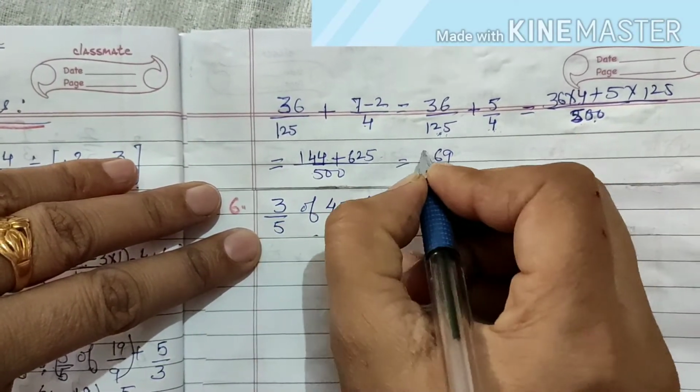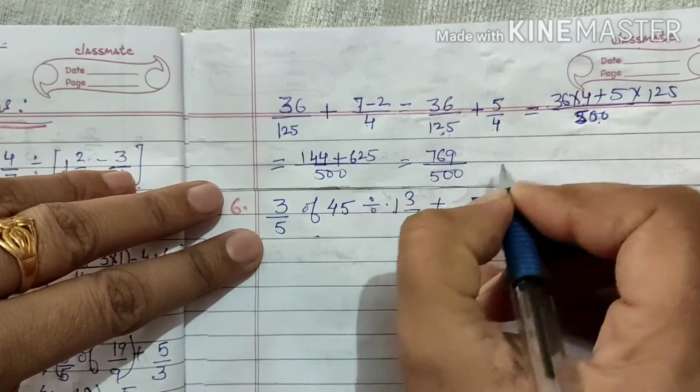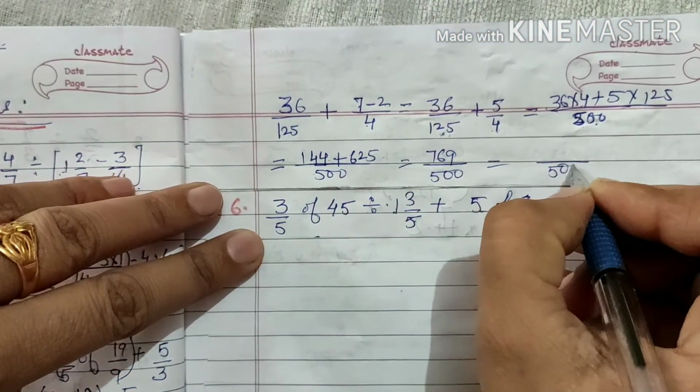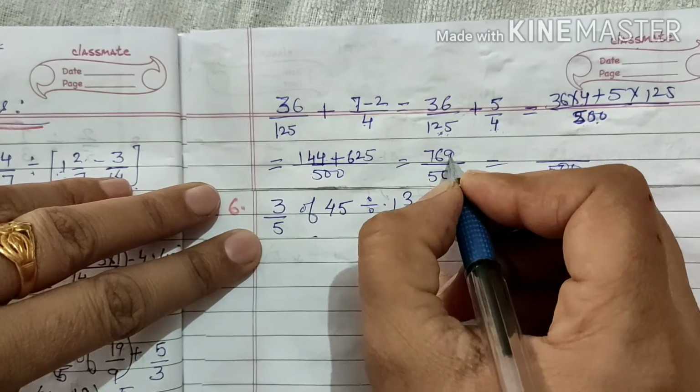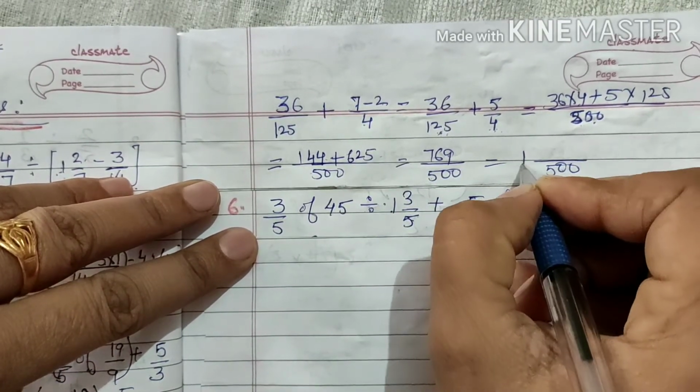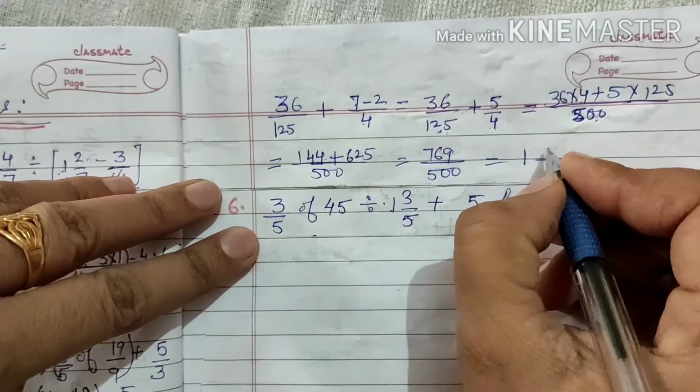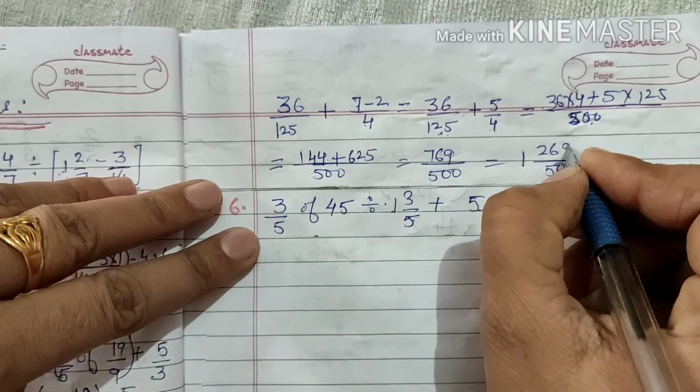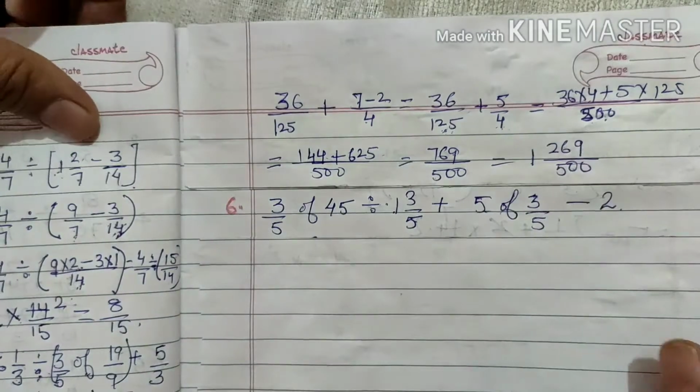This is 500. So we will write it into a mixed fraction as its numerator is greater than the denominator. So we will divide this. 5 ones of 500 make it complete, then 269 will be its remainder. So this was our fifth question.